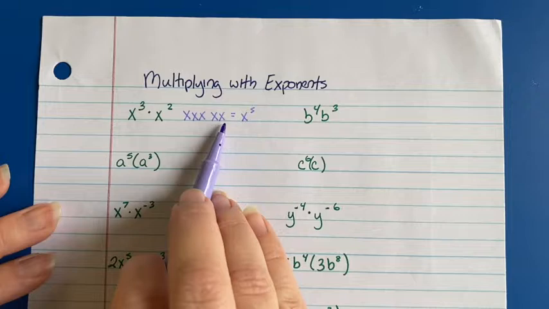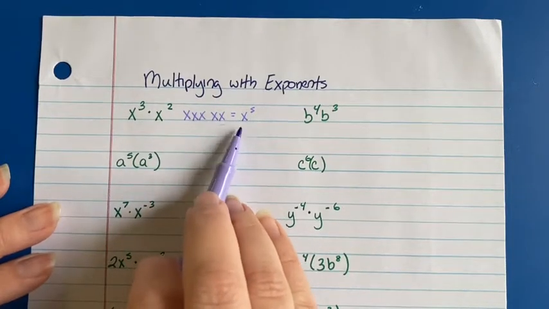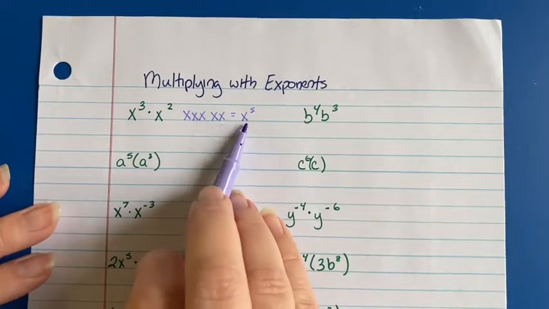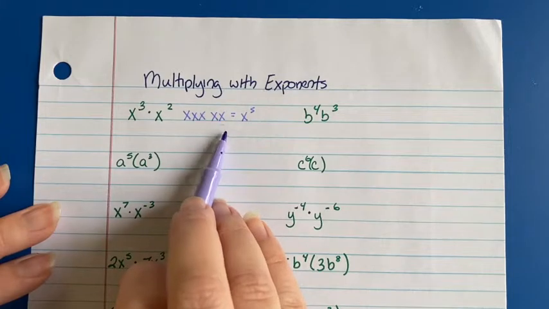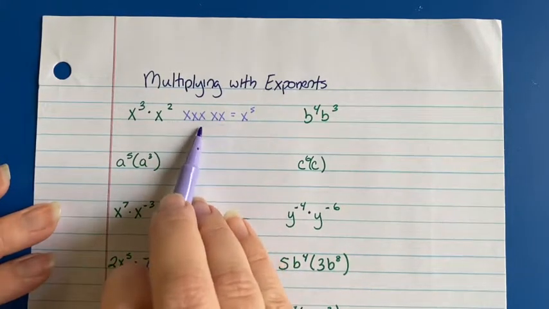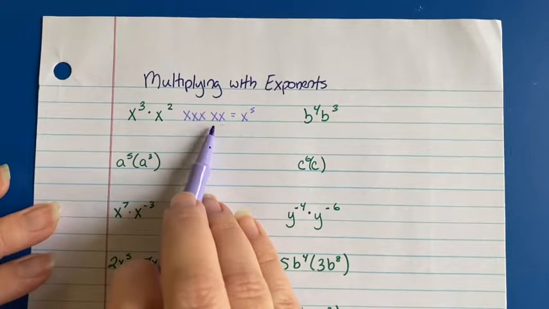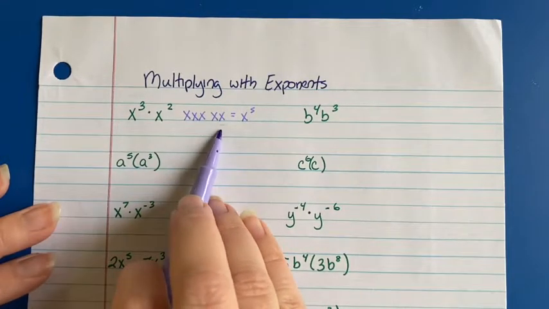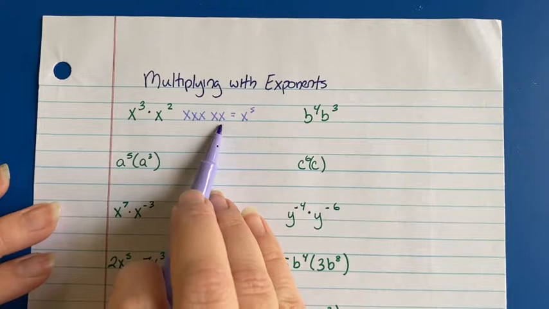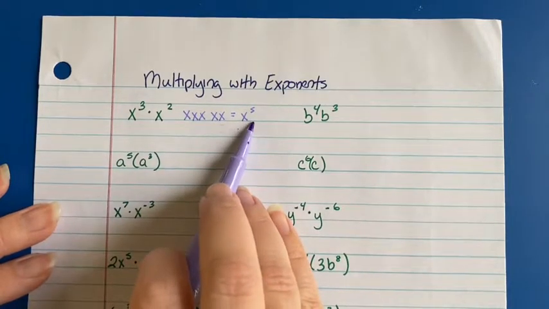Now don't confuse that with 5x. X to the 5th is different from 5x. Yes, there are 5 x's here, but 5x would be if it was x plus x plus x plus x plus x. That would be 5 x's added together. Because I'm multiplying, we call this x to the 5th.